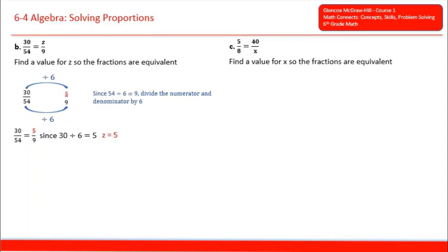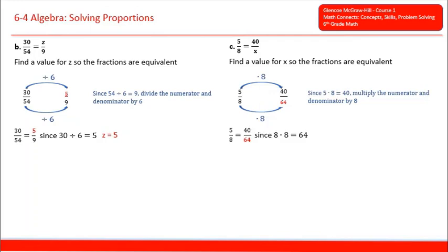C. 5 over 8 equals 40 over x. Find the value for x so the fractions are equivalent. Since 5 times 8 equals 40, multiply the numerator and denominator by 8. 5 times 8 equals 40. 8 times 8 equals 64. 5 over 8 equals 40 over 64, since 8 times 8 equals 64.